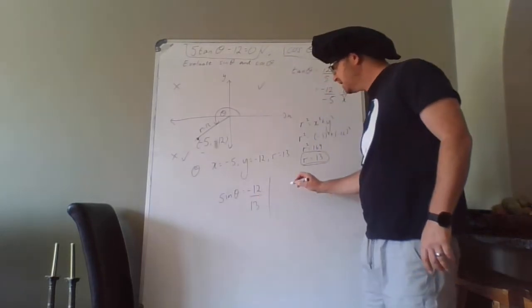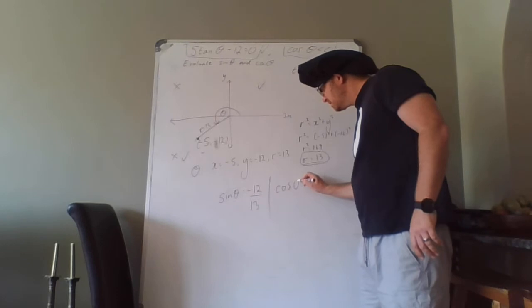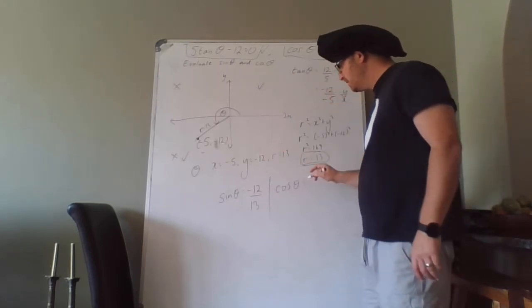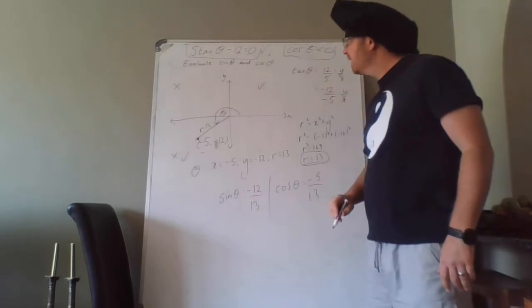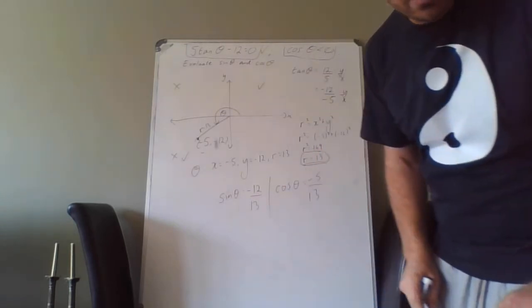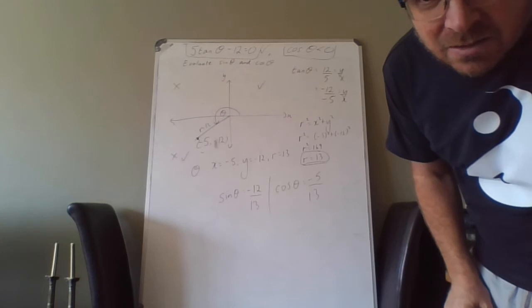And then it said go evaluate cos theta. So cos theta is equal to the x-coordinate over the radius, which will be negative 5 over 13. Okay, I hope that makes sense, good people, and I hope you got it right.